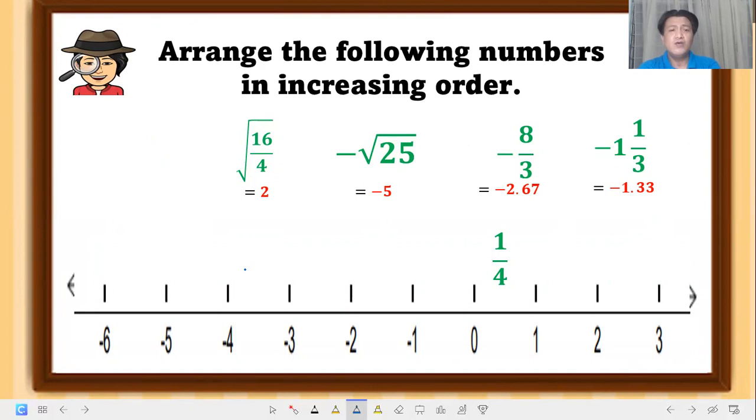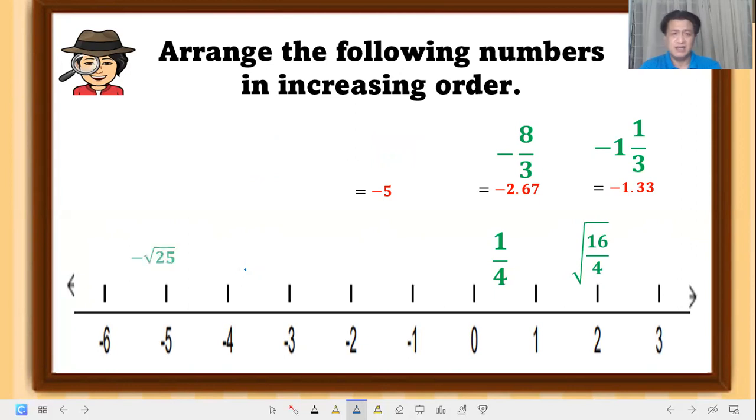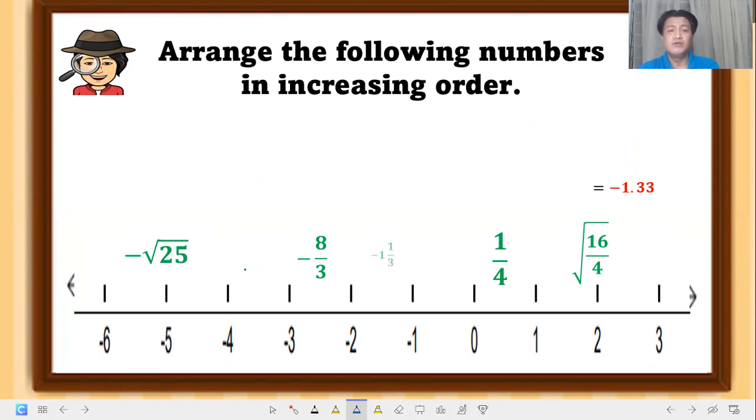Okay, and then, yung ating square root of 16/4, that is 2, di ba? Nandito siya, eksakto. Naka-whole number kasi siya, 2. And then is negative square root of 25 or negative 5, that is here. And then, negative 8/3, yung value nga, di ba, negative 2.67, nandito siya. Between negative 2 and 3. And then, what about negative 1 1/3? Di ba? Negative 1.33 ang value. Nandito siya sa between -1 and -2. Ibig sabihin yan, yan na po yung arrangement natin.